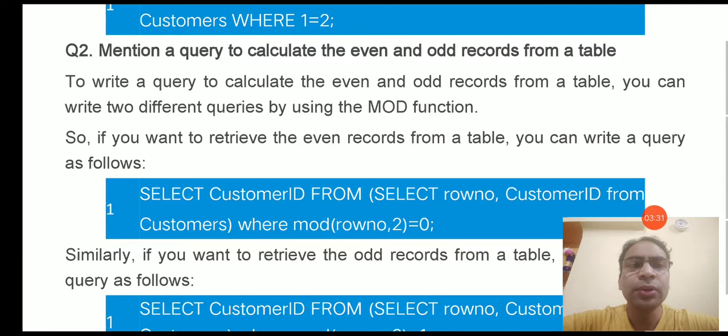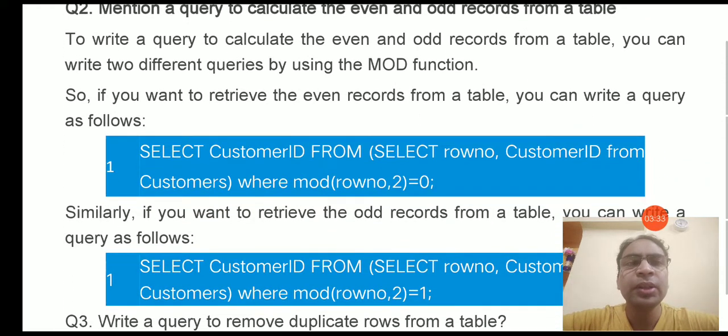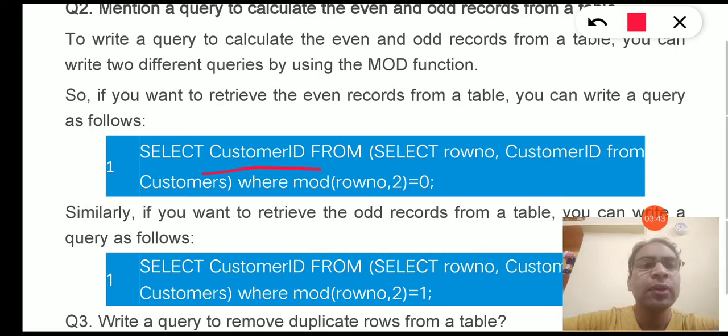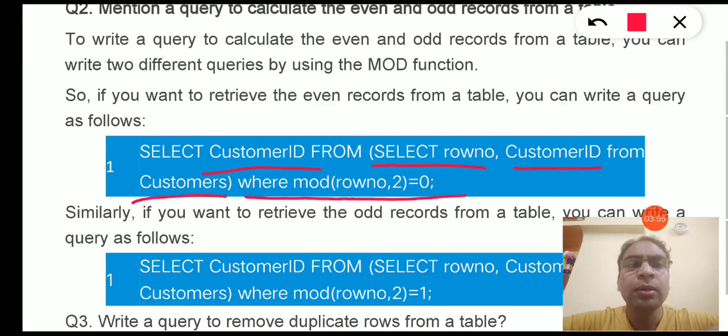So let's see how you can do this. Let's say if you want to fetch the even records, then the query will be something like this. We will be selecting the columns, whichever columns we would like. Then this is the subquery. Select row number, customer ID from customers, where mod of row number comma 2 is equal to 0.